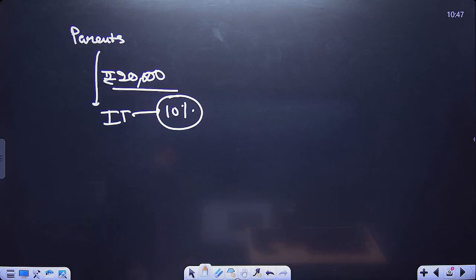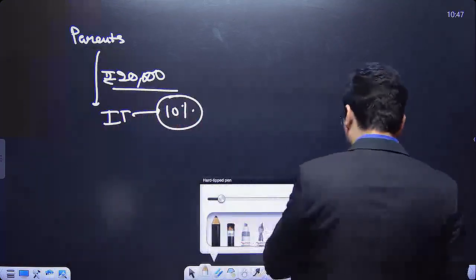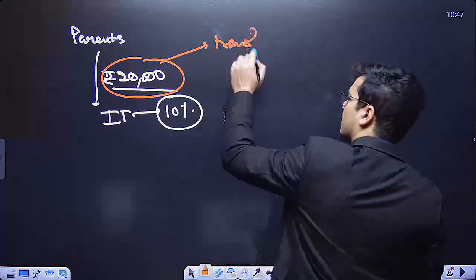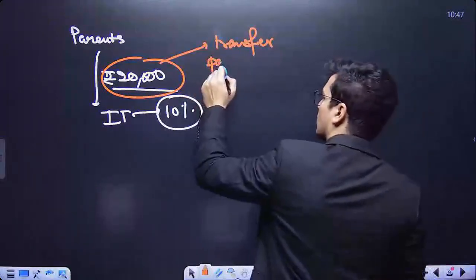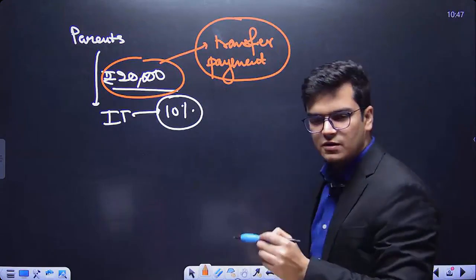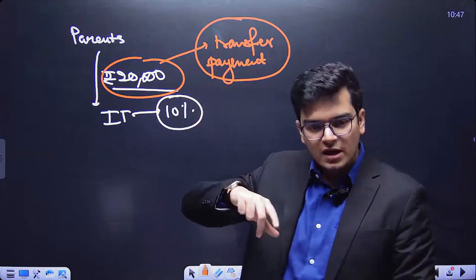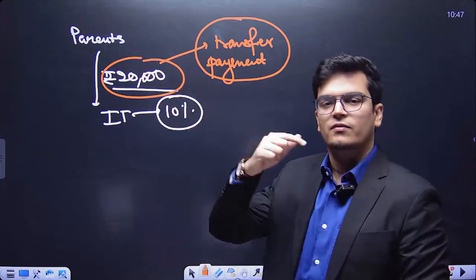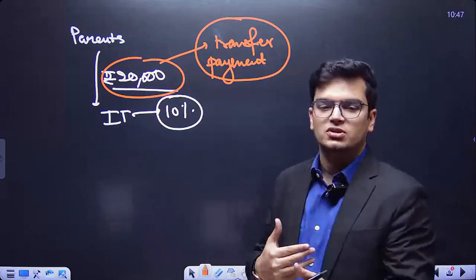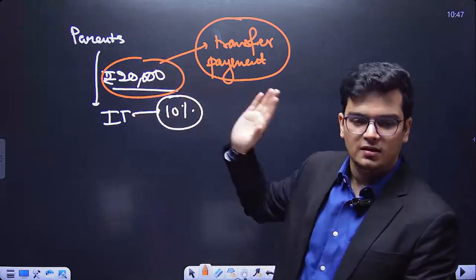Because this is not income. This is merely a transfer payment. We have read this before. Transfer payment means done without exchange of factors of production. When is income earned? Income is earned when you exchange factors of production. Here, no factor of production is exchanged, so this is not income, right?